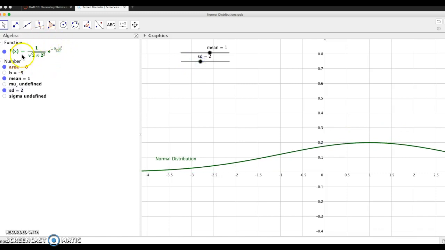And here's what the normal distribution formula looks like. There's a 1 over square root of 2 pi. There's an e raised to minus x squared. I'm going to show the formula in class, but you actually don't really need to worry about this because we're going to use StatKey to actually compute areas and probabilities with the normal distribution.